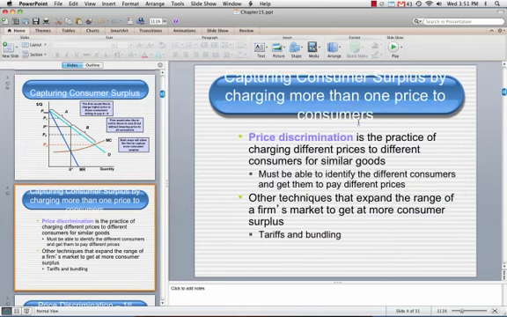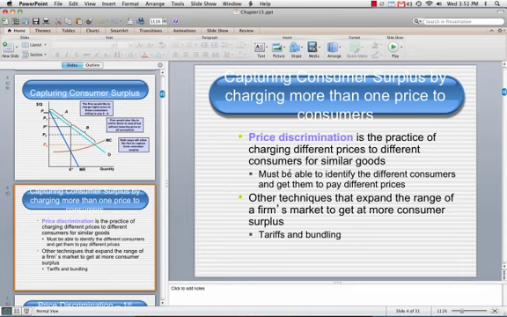Most of the time firms engage in what is called price discrimination. Basically, it means charging different prices for the same good to different customers. Different customers have different willingnesses to pay, and they should be charged differently. That's essentially the theory here.